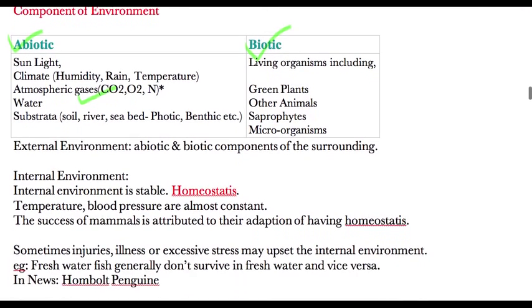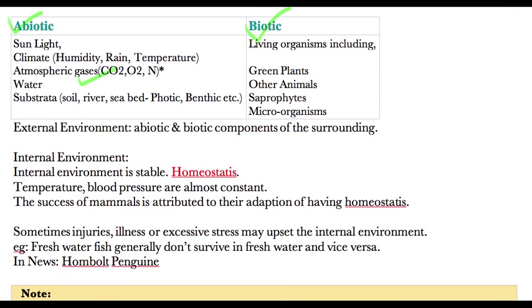So in environment, we may have two types of environment. We may divide it into two types. What are those? External environment and internal environment. In external environment, abiotic and biotic components of the surrounding are dealt with.